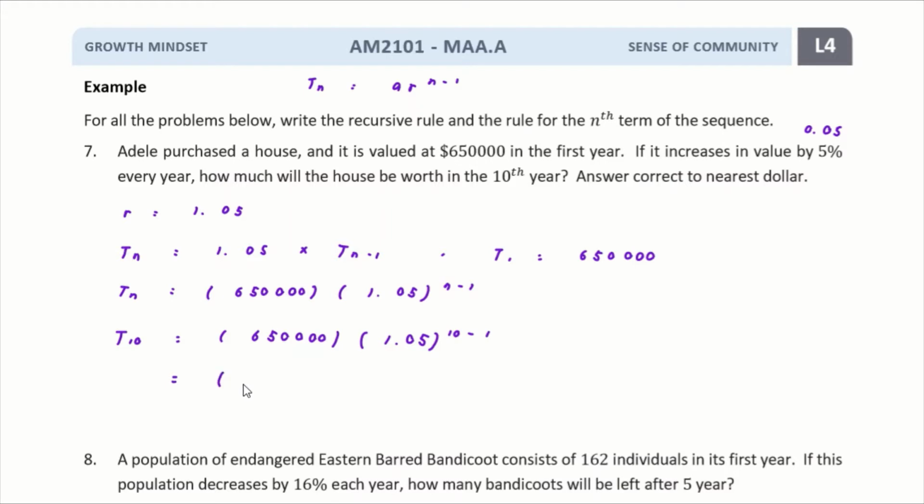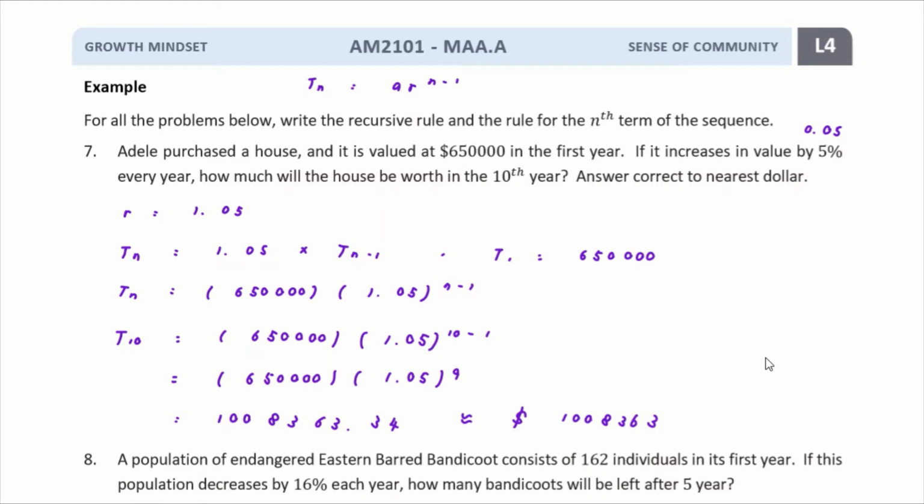If you want to straight away use your calculator to press it, also can. You do not really need to write the 9 here. After you press it, you should be able to get 1,008,363.34. But in this question, the question wants us to correct to the nearest dollar. So it's approximately equal to 1,008,363 dollars to the nearest dollar. Okay, so that's the answer for question 7.